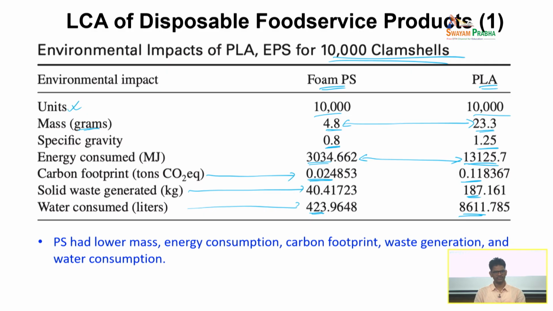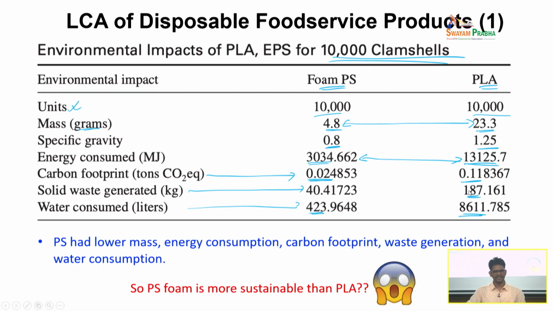why does PLA require such a huge amount of water? Corn production. It's coming from an agricultural product. Corn requires a lot of water, whereas PS does not require much water. Okay. So you can clearly see that in this particular comparison, polystyrene requires less mass, has lower energy consumption, lower carbon footprint, a low amount of waste, and very little water consumption. Okay. So we say in this example, polystyrene is more sustainable than PLA.